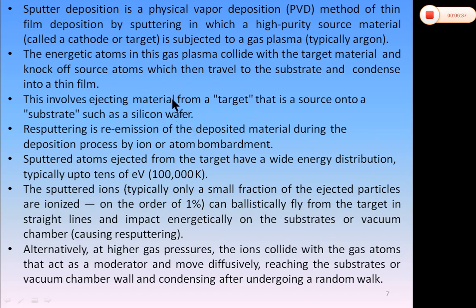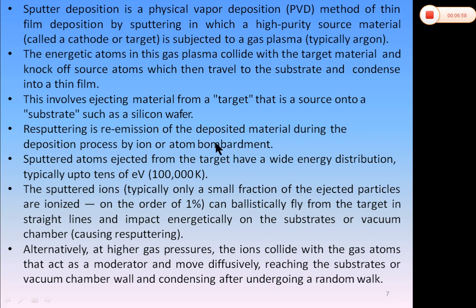What do you mean by wafer? Any thin piece of a material is known as its wafer. Resputtering. What do you mean by resputtering? Resputtering is re-emission of the deposited material during the deposition process by ion or atom bombardment.